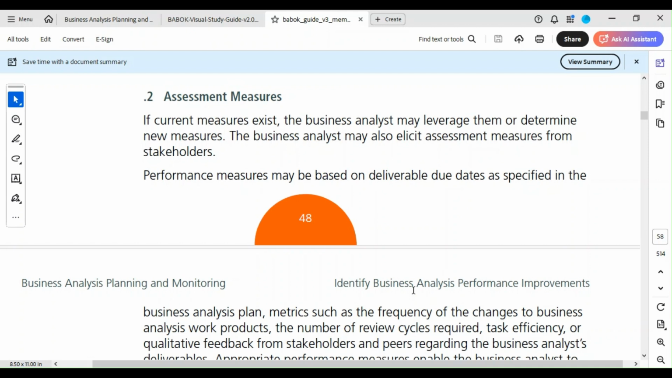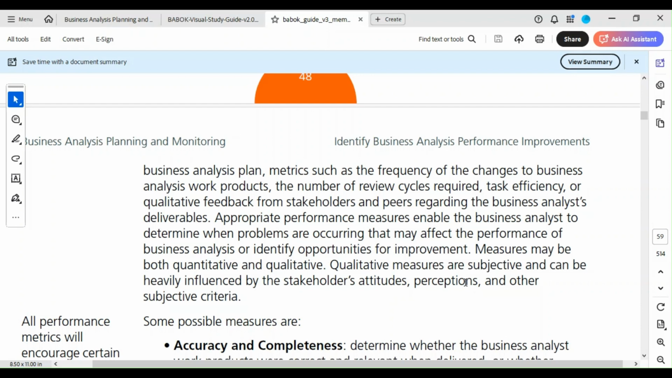Now, performance measures may be based on deliverable due dates as specified in the business analysis plan. So your performance measures could be the date identified in your business analysis plan, metrics such as the frequency of changes to business analysis work product. How often do we see changes here? The number of review cycles required, so the number of times you have to review and bring in improvement or change. Task efficiency: how efficient is the developer, how efficient is the team in turnaround time.